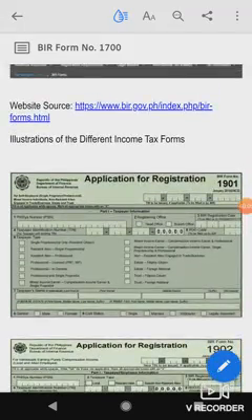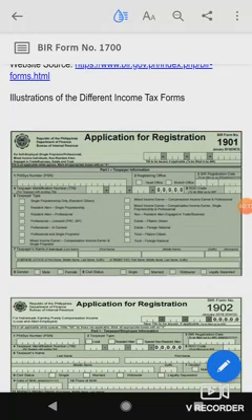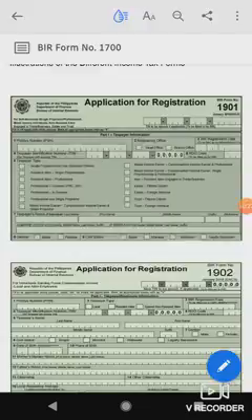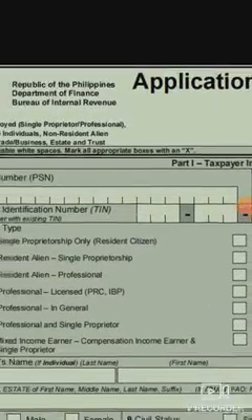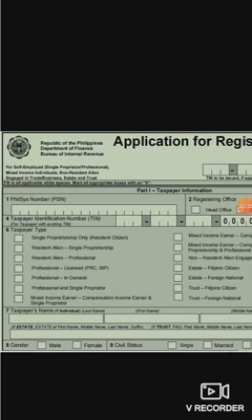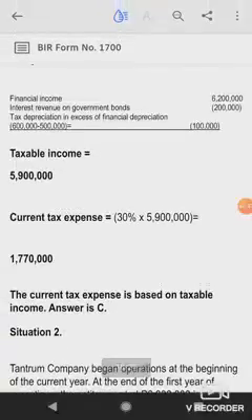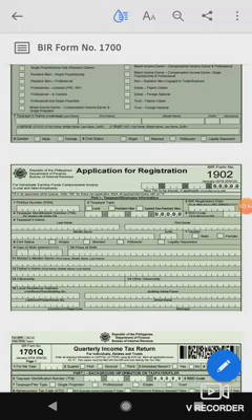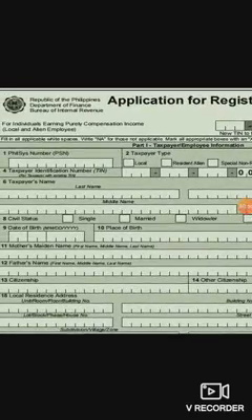The next slide is for illustration or visual presentation of the six most commonly used income tax forms. So we have 1901, application for registration. These are with Part 1, taxpayer's information. So remember, 1901 is to apply for the self-employed, single proprietor, professional, and mixed income earners group. We have also the application for registration 1902. The same Part 1 is taxpayer's employee information.